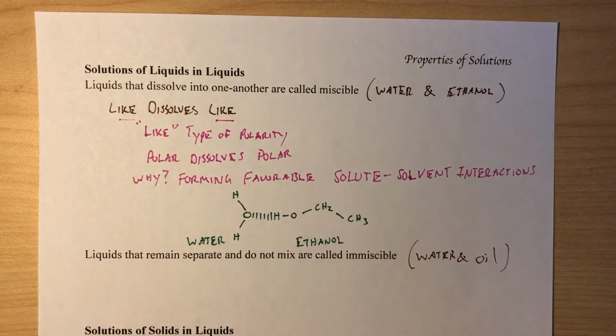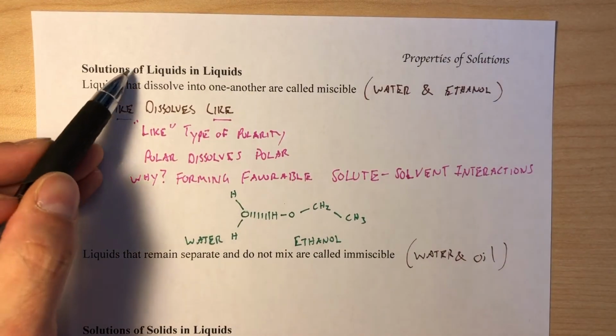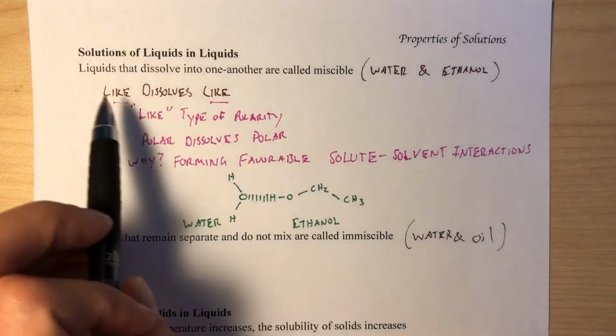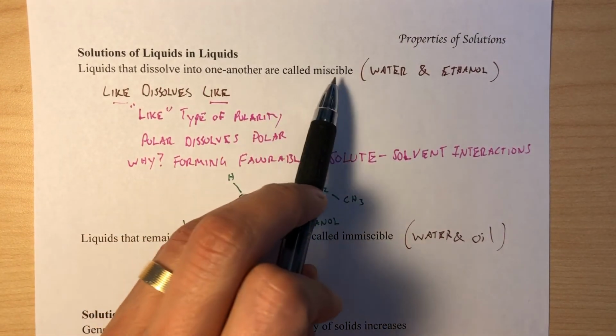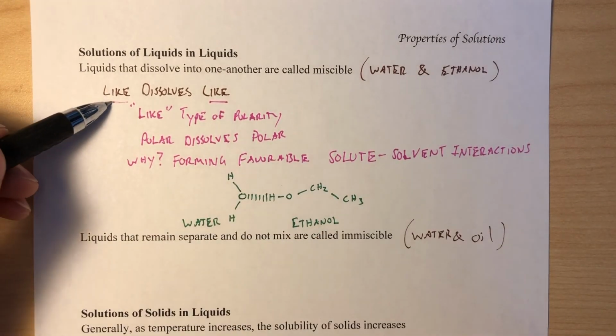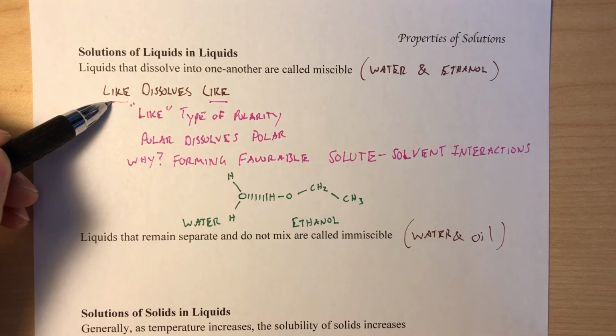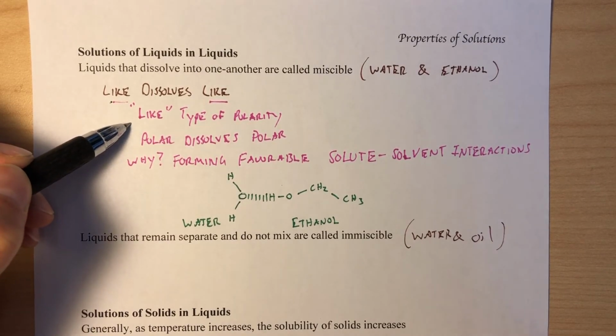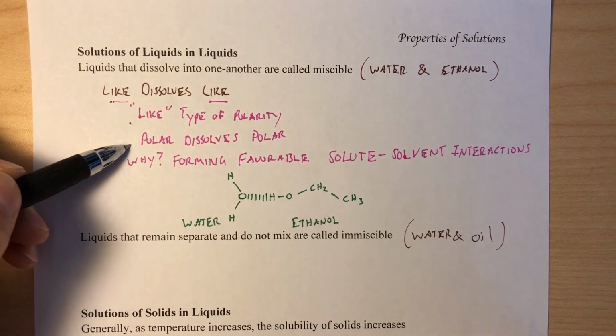And finally, we are going to have a quick conversation about solutions of liquids and liquids and of solids and liquids. So liquids that dissolve into one another are called miscible. A common example is water and ethanol. A phrase to describe solubility of liquids in liquids, or rather their miscibility, is simply like dissolves like. And if you've heard that before, that is discussing polarity. A like type of polarity will dissolve another similar type of polarity. So for example, polar things dissolve other polar things.